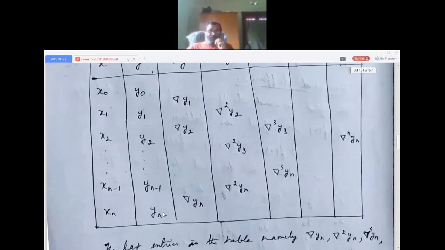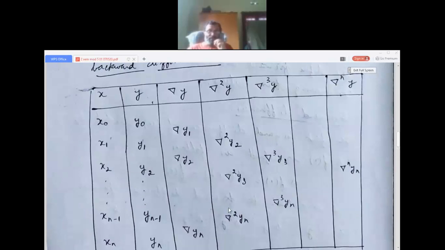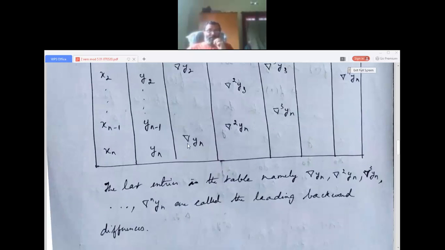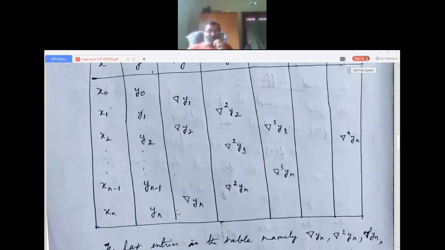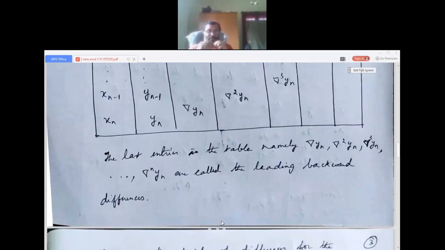Okay, the last entries in the table, you can see. Now for backward difference, we are taking the last entries in the table. The last entries in the table are, you can see here: backward difference yn, del squared yn, del cubed yn, and it goes on till del n yn. Starting from here, del yn, backward difference square yn, backward difference cube yn, till backward difference power n yn, etc. are called leading backward differences.